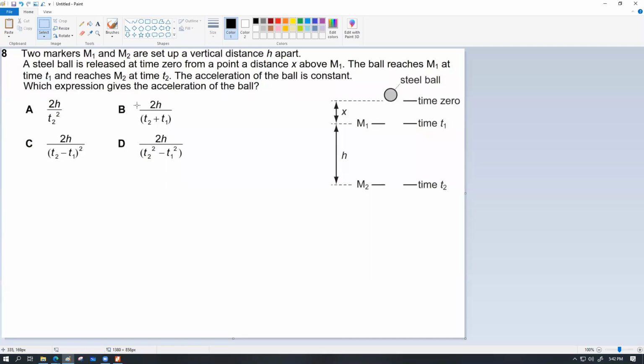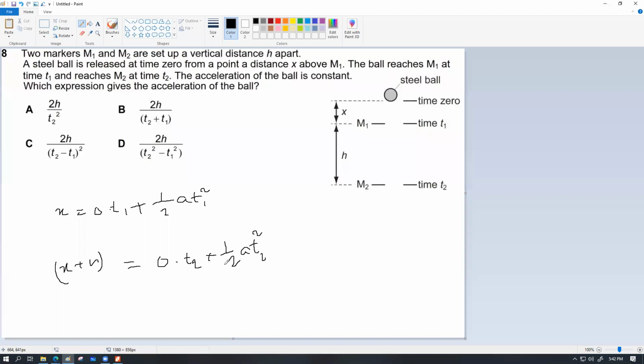The question says, which expression gives the acceleration of the ball? Did we start it from rest? The steel ball is released at time 0, so the initial velocity is 0. If I build up the equations, for the first part, x equals 0 into t1 plus half a t1 squared. For the second part, x plus h equals 0 into t2 plus half a t2 squared.